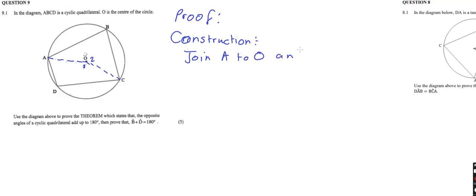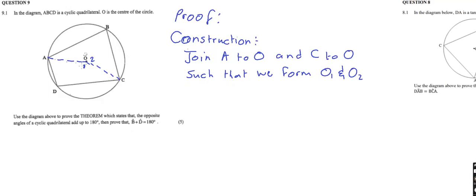But to write this down, we will say construction: join A to O and C to O such that we form O1 and O2.